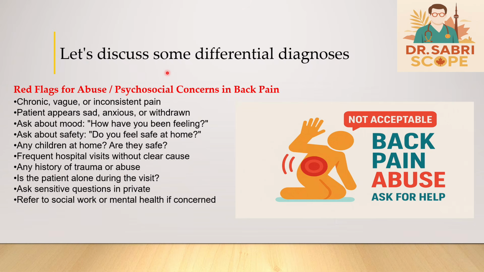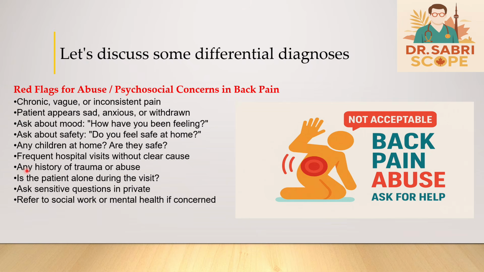Abuse is not related to gender and not related to age. If your patient appears sad, anxious, or withdrawn, and you suspect there is abuse or depression, let's start with abuse. So if you suspect that, you should start by asking about mood. How have you been feeling recently? You should also ask about safety. Do you feel safe at home? Does anyone live at home, does she get enough support? It is also very important to ask about children: if there are any children at home, and whether they are safe.